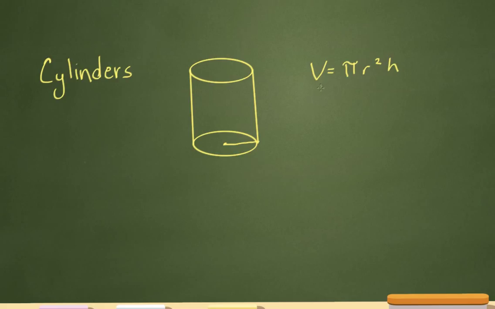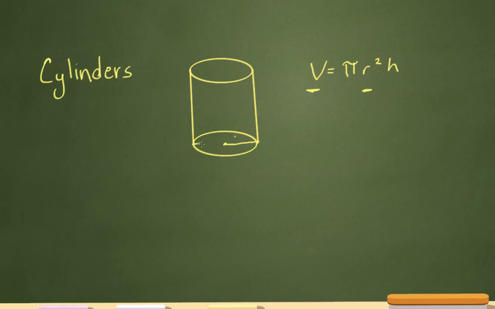So a variation of the problem could be that on the SAT, they could give you the volume, they could give you the radius, and ask you to find the height. Or they could give you the volume and the height, and ask you to find the radius. Or they could tell you the radius and the height and ask you to find the volume.